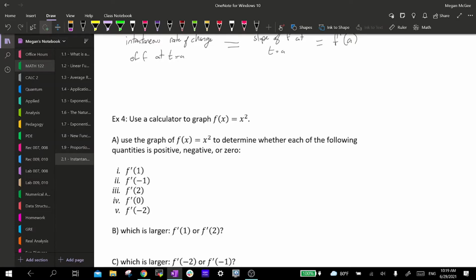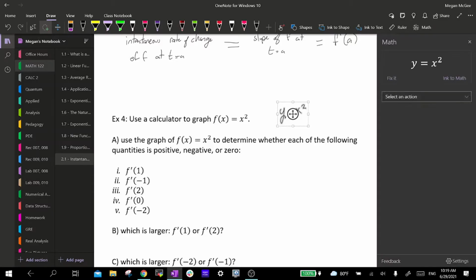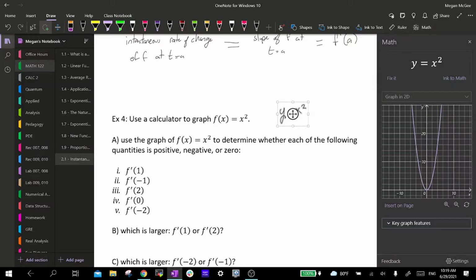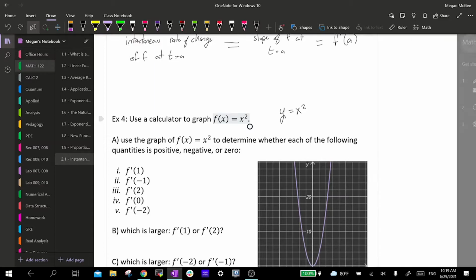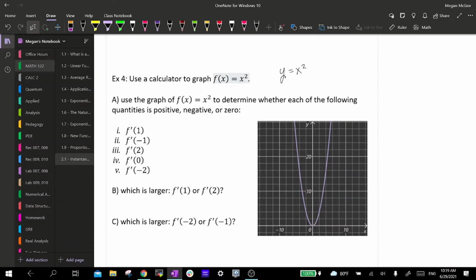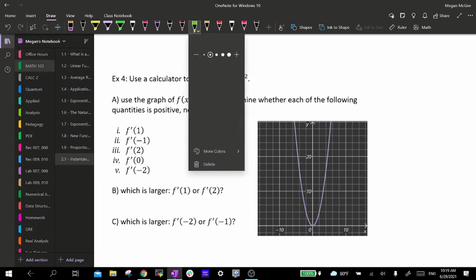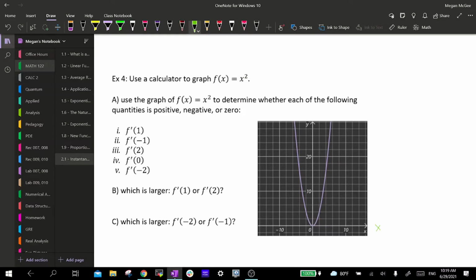All right, so example 4, we're going to use a calculator to graph f of x is equal to x squared, which we know was just an upwards facing parabola, right? So I'm just going to go ahead and write y is equal to x squared for graphing purposes, okay? And get my computer to graph it for us here. So there's our upwards facing parabola. F of x is equal to x squared. So this is x, and this is f of x.